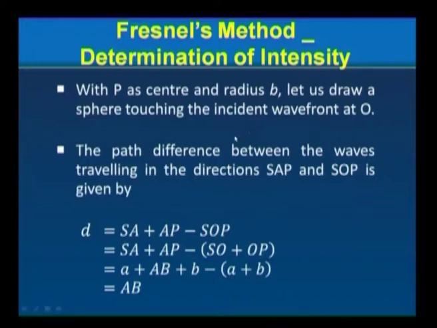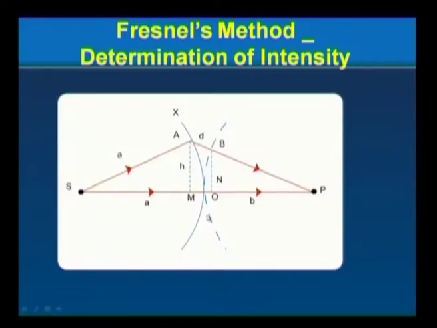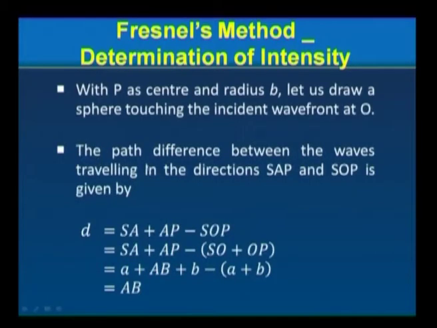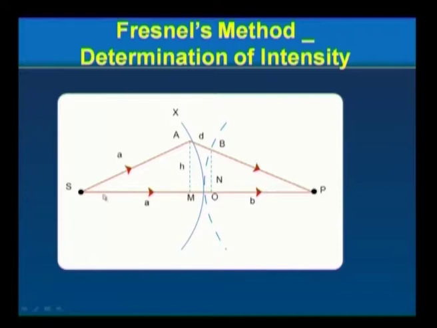With P as the center and radius B, you draw a sphere touching the incident wavefront at O. This is the sphere I am talking about, and the path difference between the waves traveling in the direction of SAP and SOP. Where is SAP and SOP? SAP is here, and SOP is the direct path. So, between the light going straight and the other light taking this route, it goes to A, and then from A via B it goes to P, SAP and SOP.